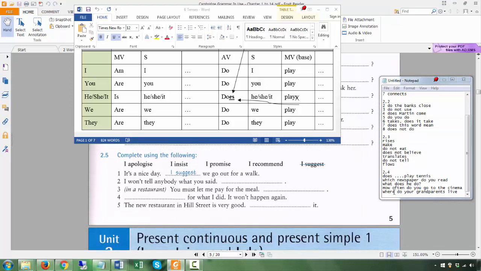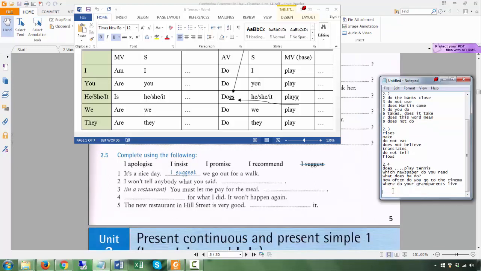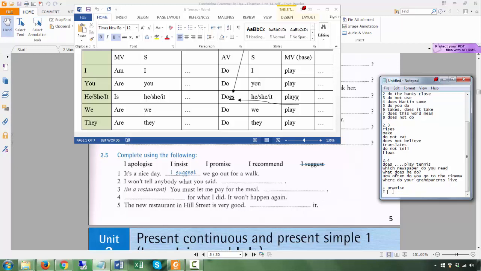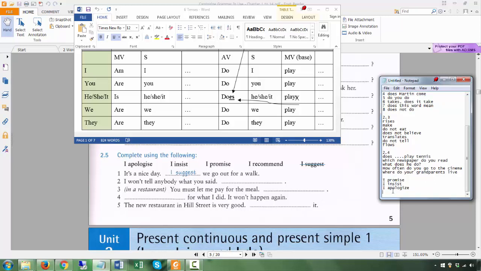And this one, very simply, I won't tell anybody what you said. I promise. You must let me pay for the meal. I insist. For what I did, it won't happen. I apologize for what I did. The new restaurant in Hill Street is very good. I recommend it. Okay. All right.